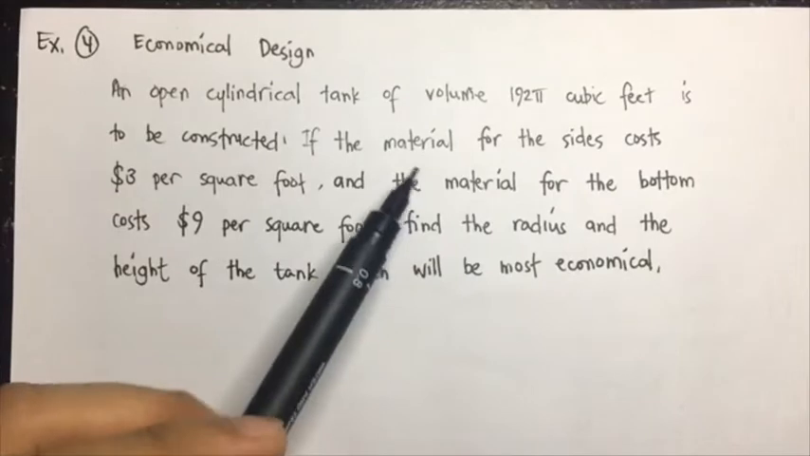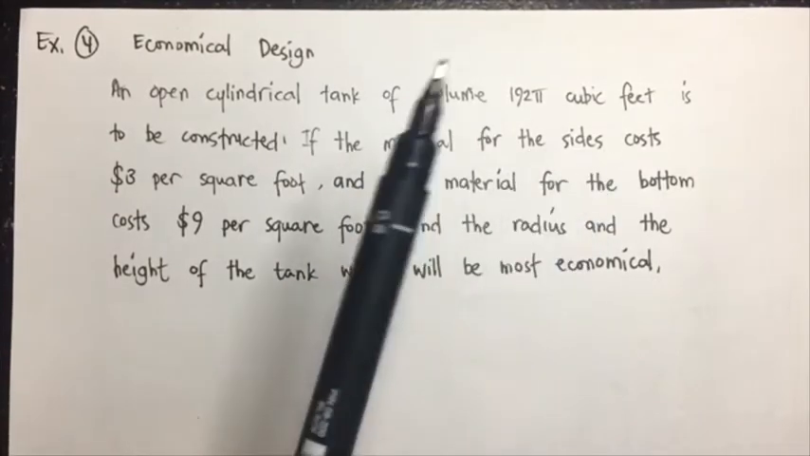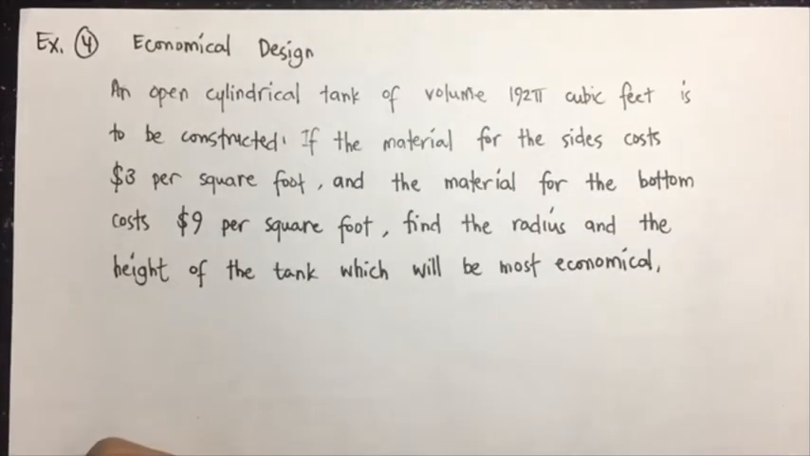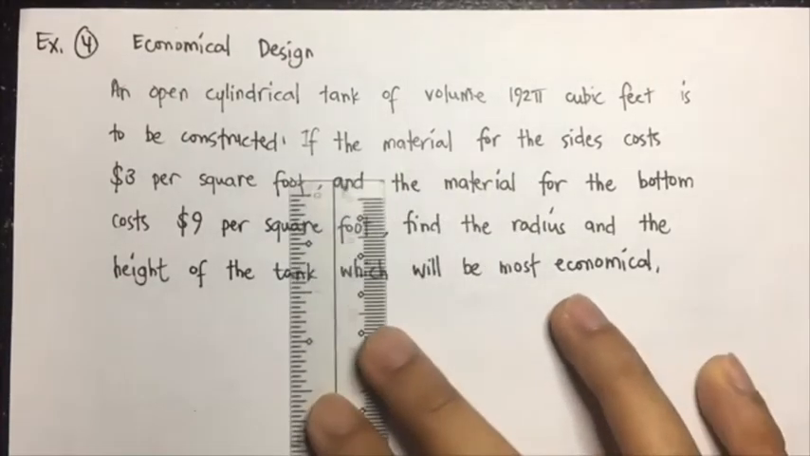is to be constructed. If the material for the sides costs $3 per square foot and the material for the bottom costs $9 per square foot, find the radius and the height of the tank which will be most economical. Okay, so for this problem we are asked to construct an open cylindrical tank. So meaning it's a cylindrical tank for which the top is open. Okay, so it's an open top cylindrical tank.